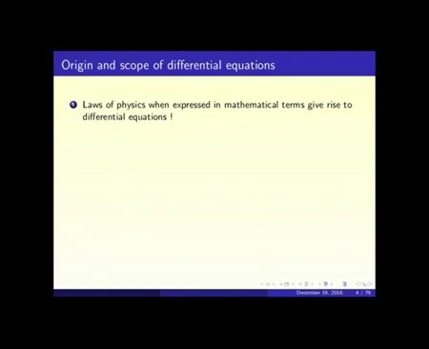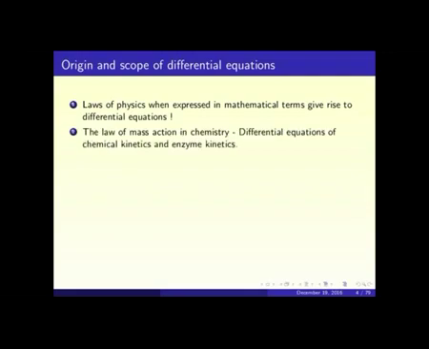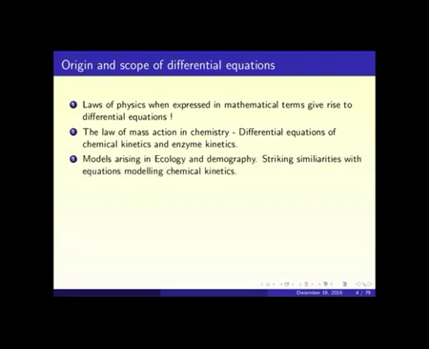Laws of physics, when expressed in mathematical terms, give rise to differential equations. For example, the law of mass action in chemistry gives you the differential equations of chemical kinetics and enzyme kinetics. Models arising in biology, ecology, demography, they all give rise to differential equations. We shall see some of these examples coming from ecological models in the later part of today's lecture. One sees some striking similarities between the differential equations that arise in chemical kinetics and mathematical ecology. There are strong similarities between the two kinds of systems.